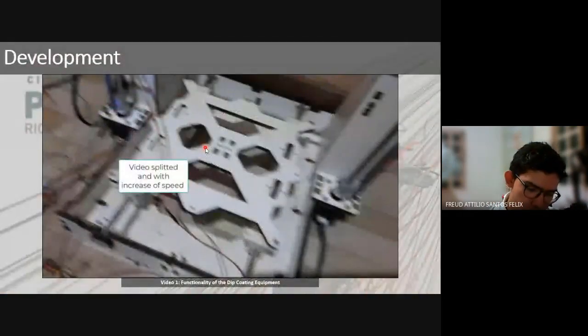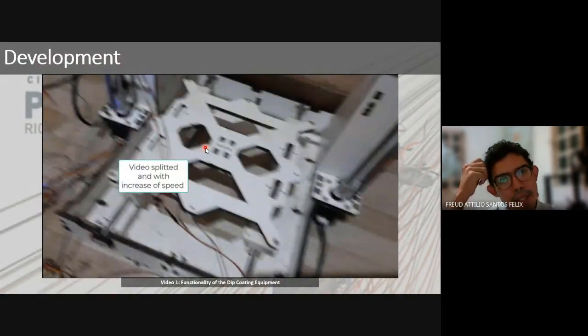And next, I will show you a little bit about how this equipment works. So we can see right now a little bit about the setup.